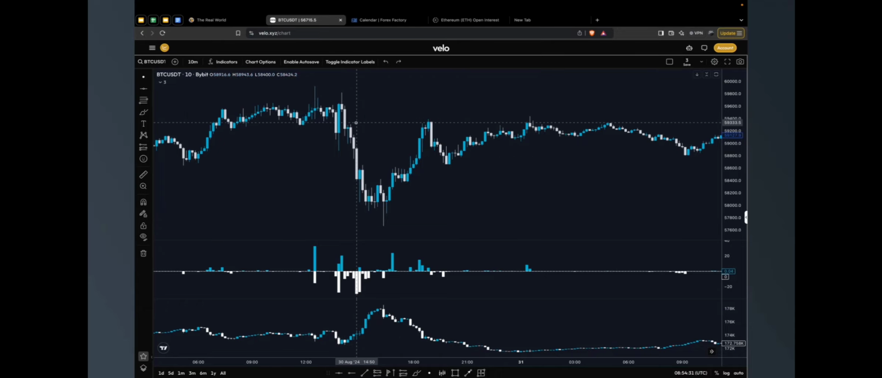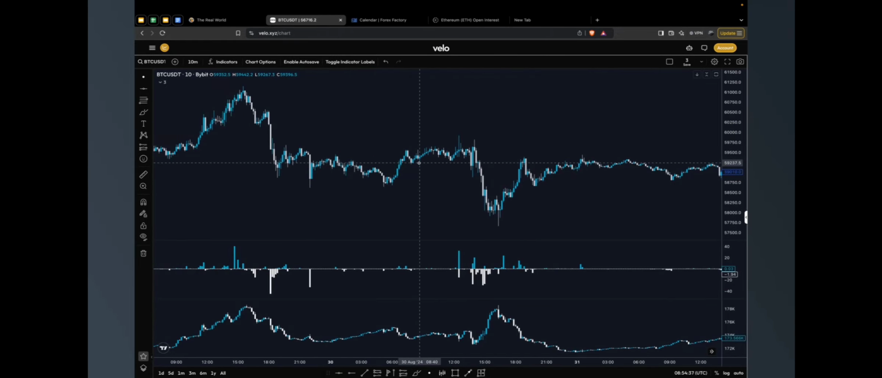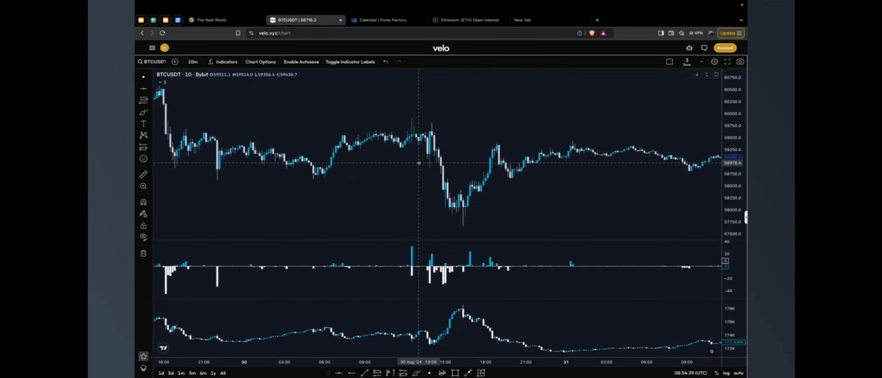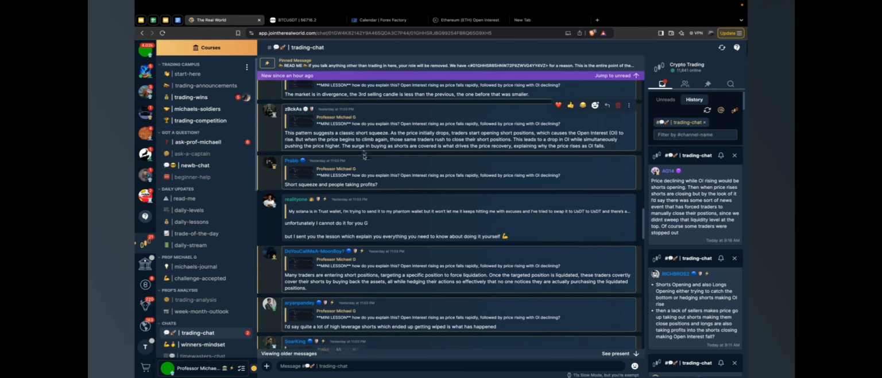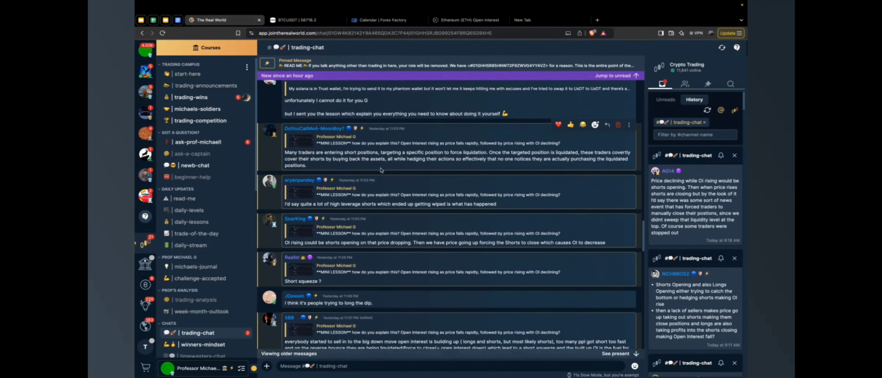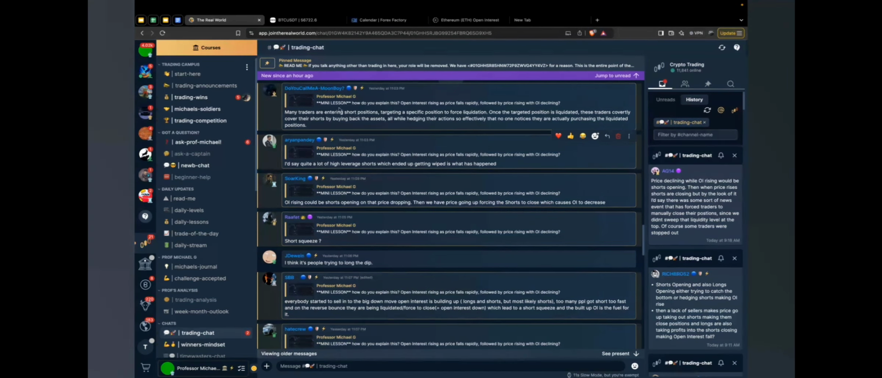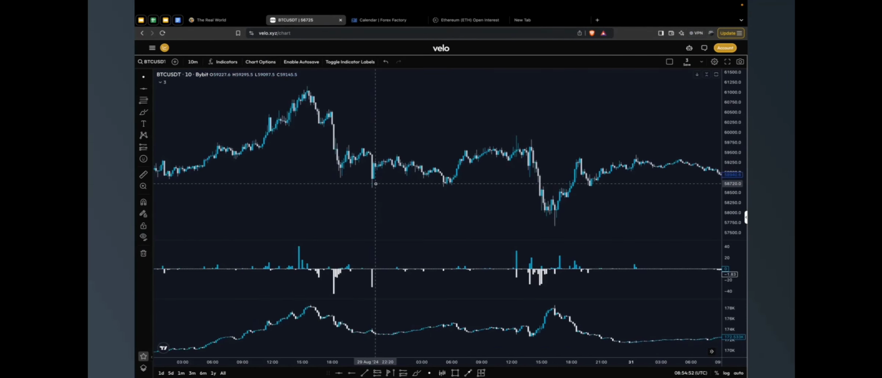So how would you know that the squeeze was going to happen? Or not even say how would you know. How would you position yourself to trade that? But that's definitely part of it. Short squeeze and people taking profits. Many traders enter in short positions, targeting a specific position to force liquidation. That is true to an extent, yes.